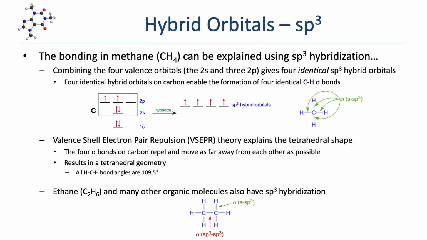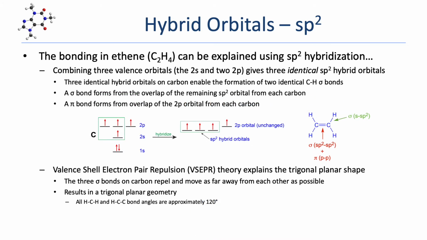Now, it's certainly possible to make other kinds of hybrid orbitals. If you think about methane and ethane, we mix together all of the valence orbitals on carbon to make our four sp3 hybrid orbitals. Let's look at how the bonding occurs in ethene. Ethene has a formula of C2H4, and it can be explained using sp2 hybridization. So on carbon, we have four valence orbitals, the s orbital and those three 2p orbitals. And with methane, we combine all four of them. But what happens if we combine only three of them?